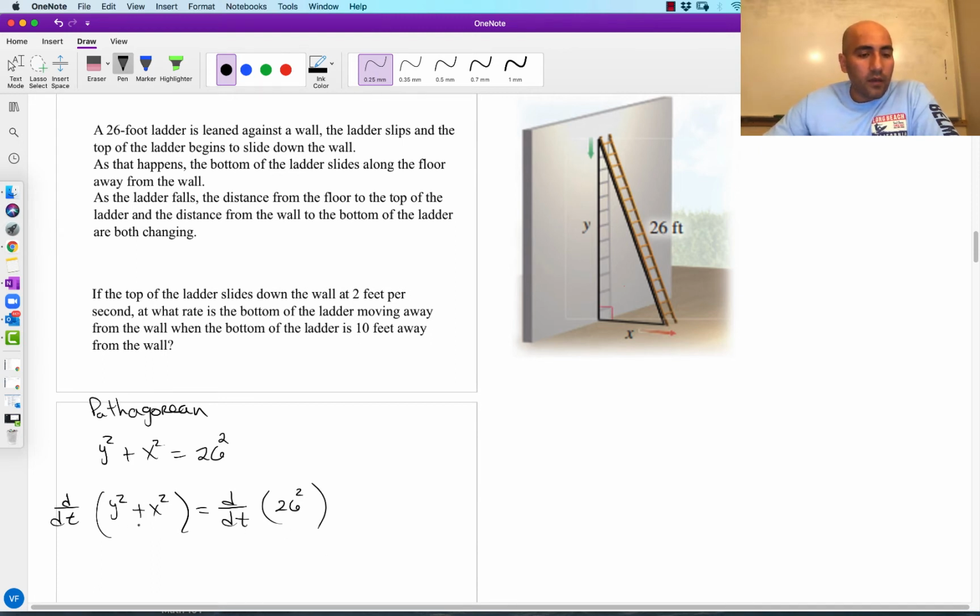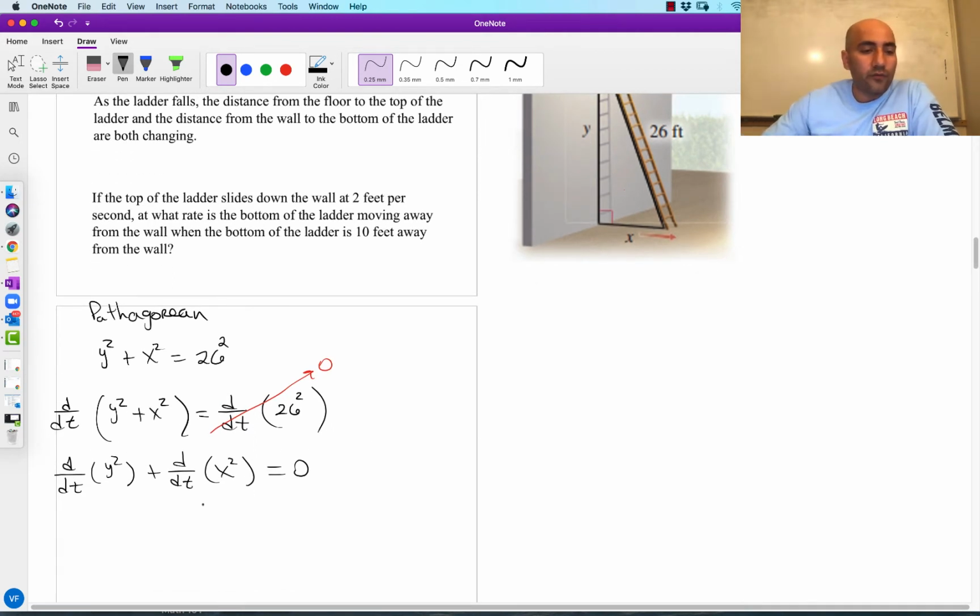And, well, let's distribute this. So this is the derivative with respect to time of y squared plus the derivative with respect to time of x squared equals, well, the derivative with respect to time of 26 squared. This is just some constant. It's a big number, but it's a constant. And so we know its derivative is just going to be 0. So let's just simplify that right away. It equals 0.